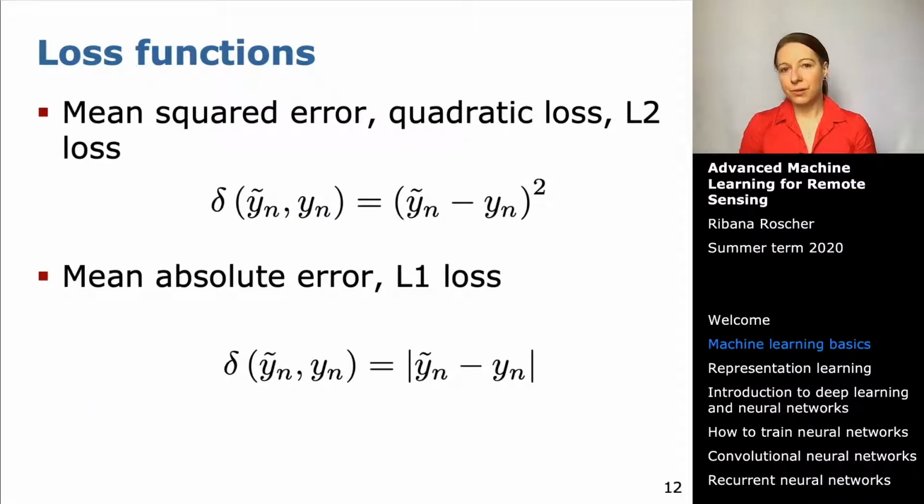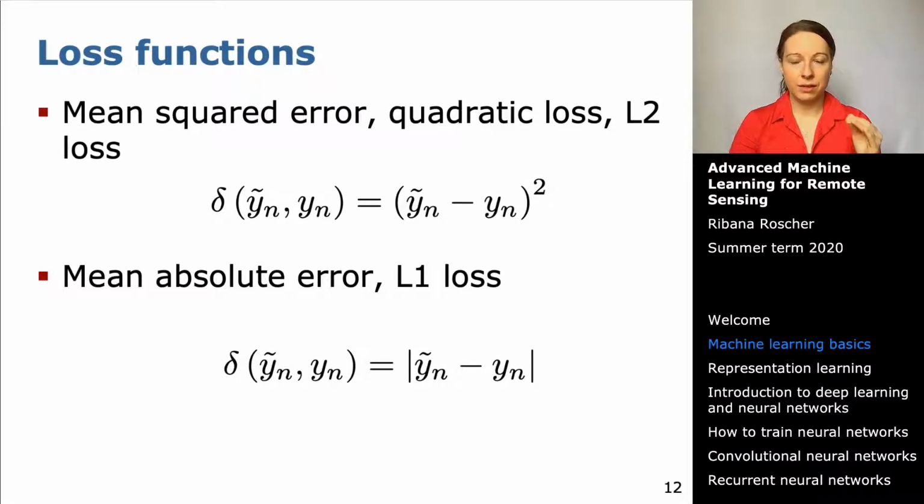And there are different loss functions, and two commonly used ones are the mean squared error and the mean absolute error. So the mean squared error is also called quadratic loss or the L2 loss. What you do here is you take your estimation and the reference and you square the difference between them. The mean absolute error or the L1 loss does not square the difference. Here just the absolute value is taken. And the second one is preferred when you want to have more robust solutions.